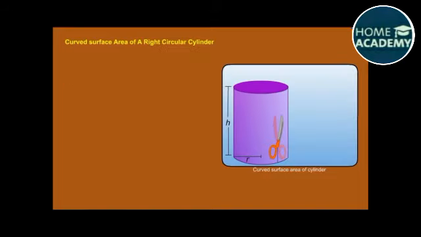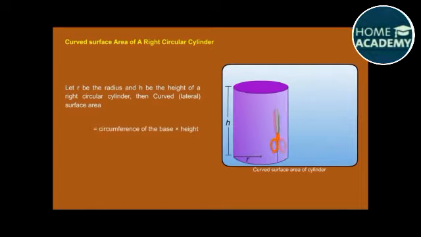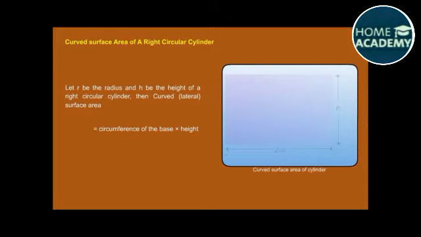Curved surface area of a right circular cylinder. Let R be the radius and H be the height of a right circular cylinder. Then the curved lateral surface area is equal to the circumference of the base multiplied by height, which is equal to 2 pi RH.